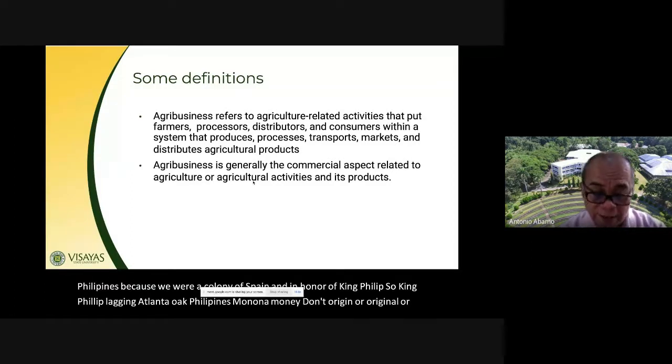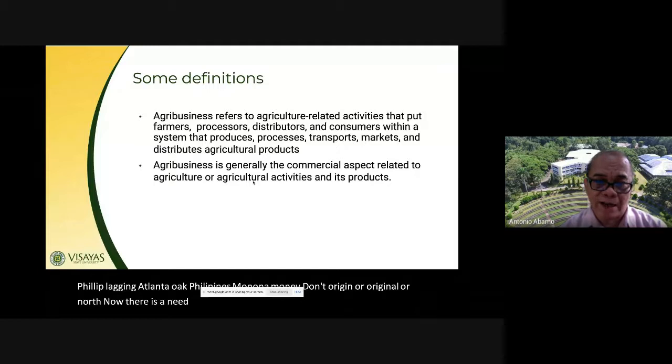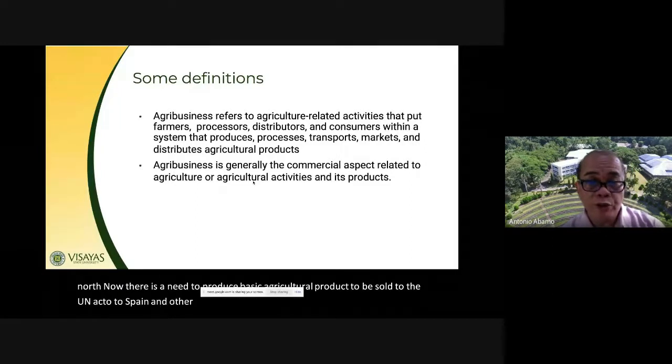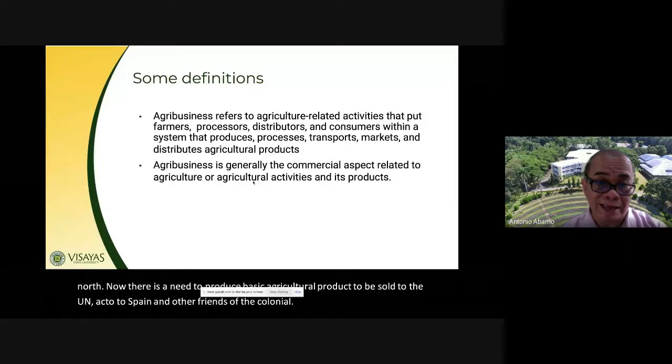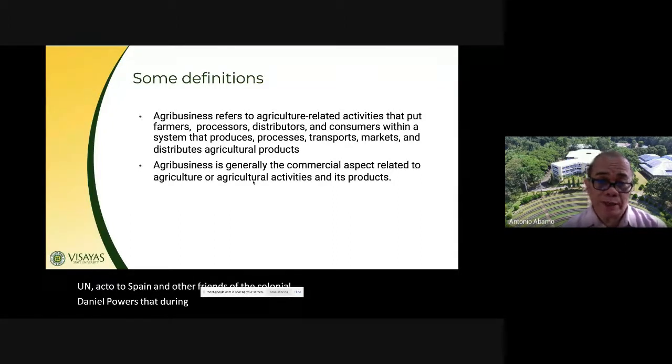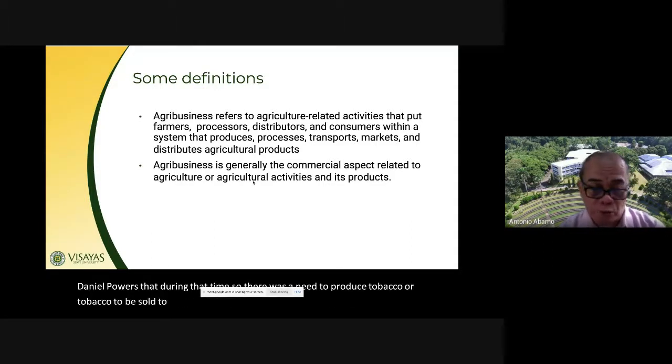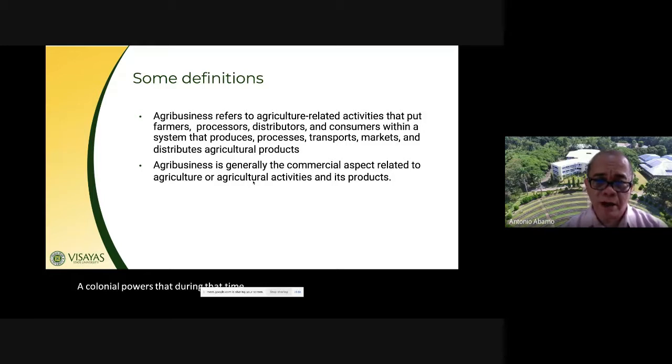Now there was a need to produce basic agricultural products to be sold to Spain and other friends of the colonial powers during that time. There was a need to produce tobacco to be sold to Mexico. There was a need to produce spices to be brought to the King of Spain. There was a need to produce a lot of things.